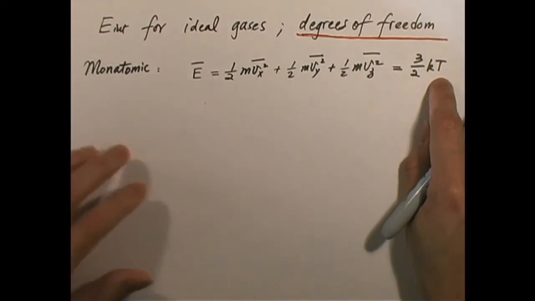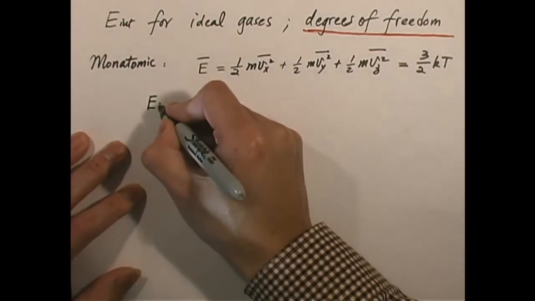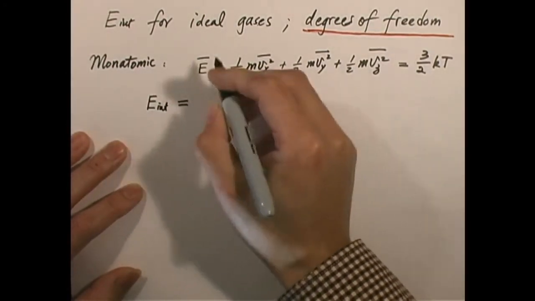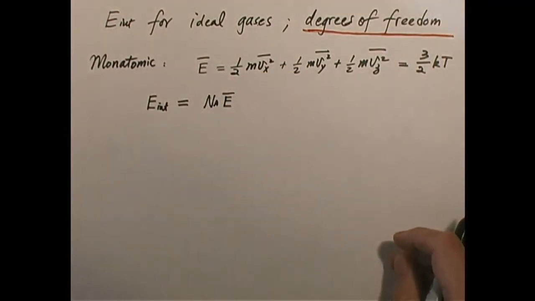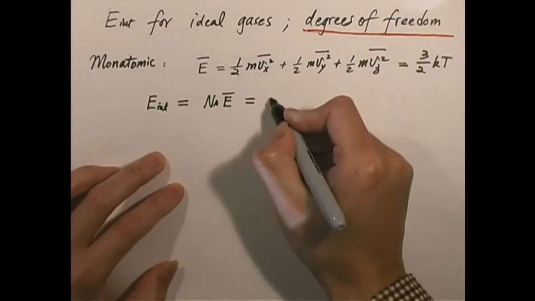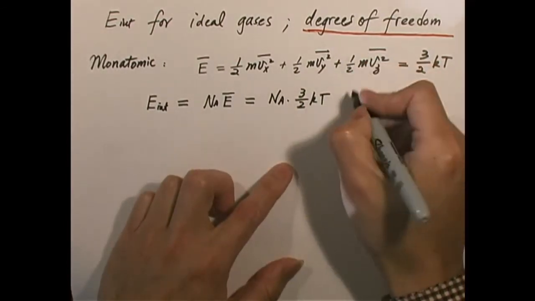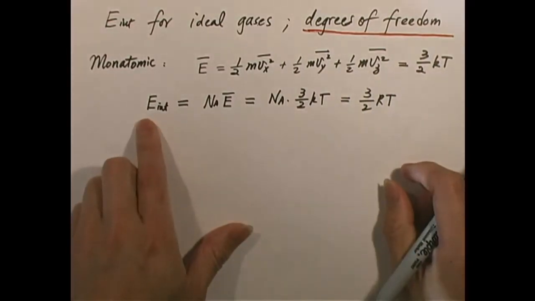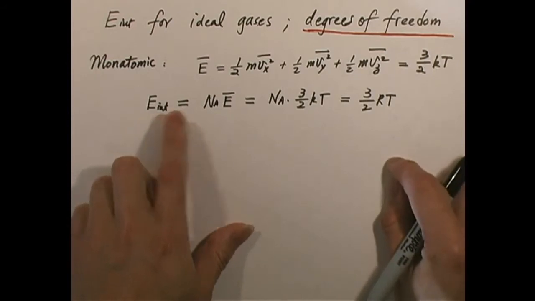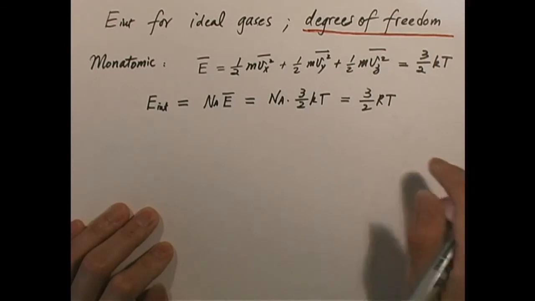Now, what if I have a whole mole of them, 1 mole? So I have Avogadro's number. What is the internal energy per mole? Internal energy per mole would be Na times E bar, right? So per mole, you take Na times 3/2 kT. Na times k is the universal gas constant, so that's 3/2 RT. This is the internal energy associated with thermal motion per mole of monatomic ideal gas. And from that, we can calculate the specific heat. We'll do that in just a bit.